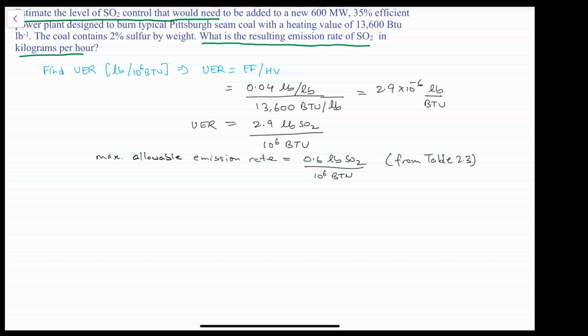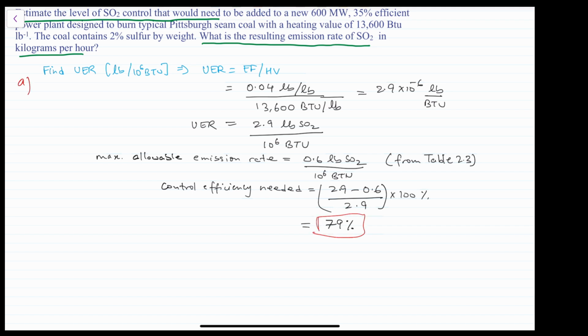From table 2.3, we have to find the control needed. So that is 2.9 minus 0.6, divided by 2.9, times 100%, so this would be 79% control efficiency needed. So that's part A. Now let's do part B. What is the resulting emission rate of SO2 in kilograms per hour?